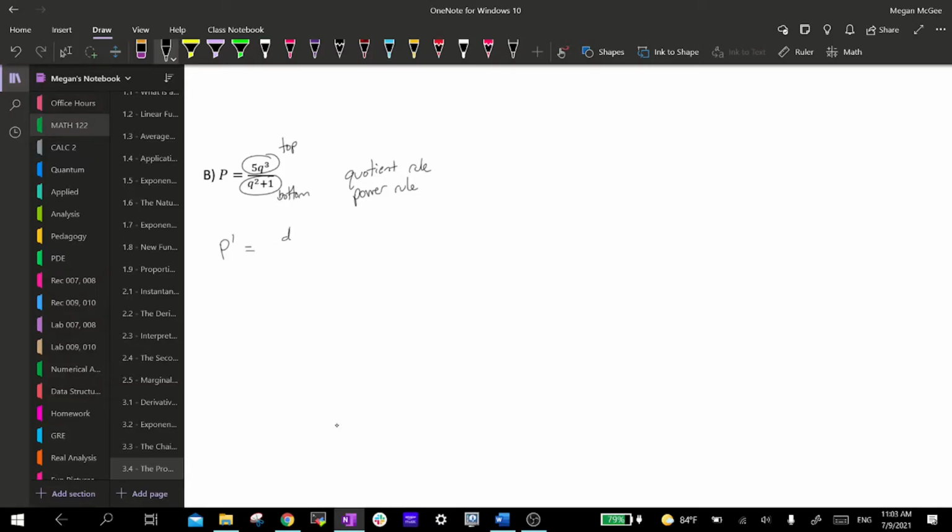So we need our derivative, in this case it's with respect to q, first of our top function, so of 5q to the third, times our bottom function, so times this q squared plus 1, minus the derivative of our bottom function, q squared plus 1, times our top function, 5q cubed. But we're not done, it's a fraction, right? So we need all of this over the bottom function squared. So q squared plus 1, all of which needs to be squared.